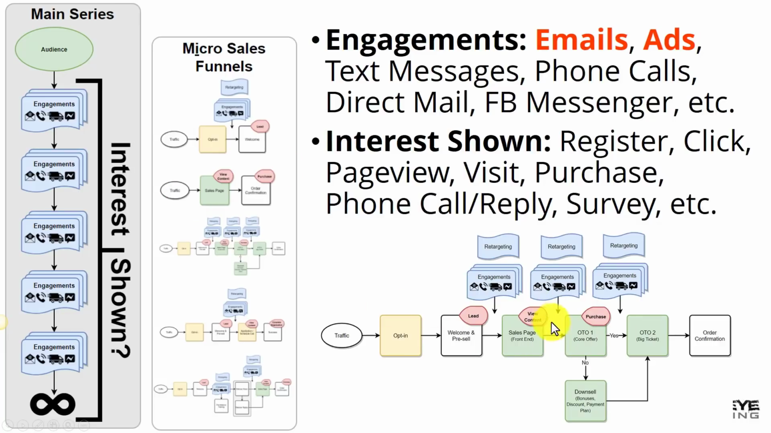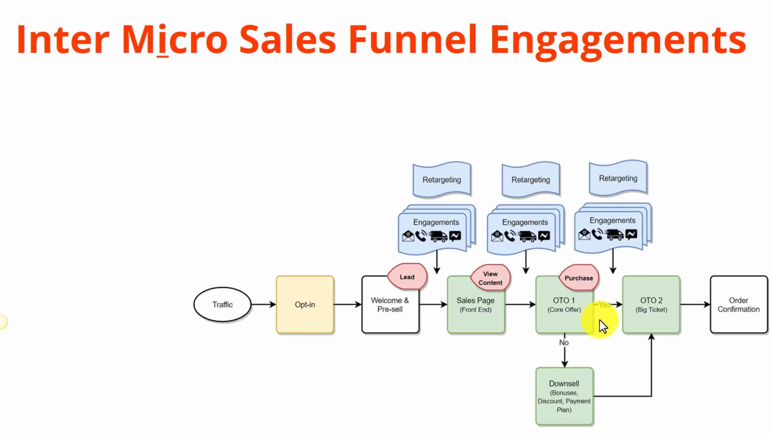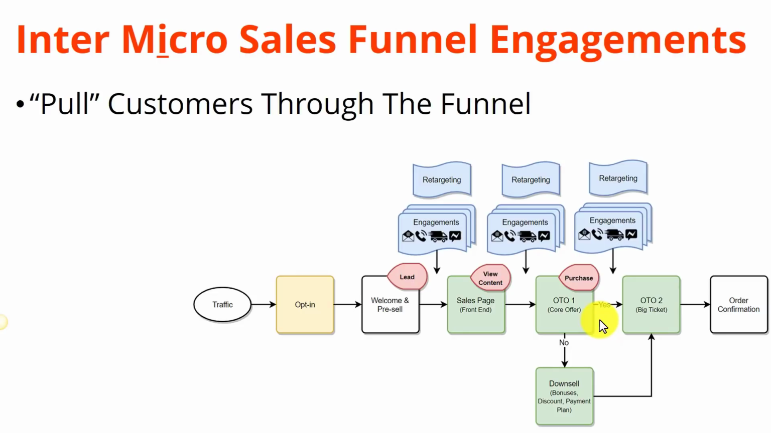And as I'm sure you've noticed, these micro sales funnels tend to have their own engagements and automations and retargeting ads of their own. So in addition to these interest gauging engagements, we also have engagements within the micro sales funnels that are pulling people through the micro sales funnel. So I'm going to spend just a couple minutes talking about these micro sales funnel engagements. And again, they're used to help pull the customer through the funnel. And we could spend a long time talking about these engagements as well.